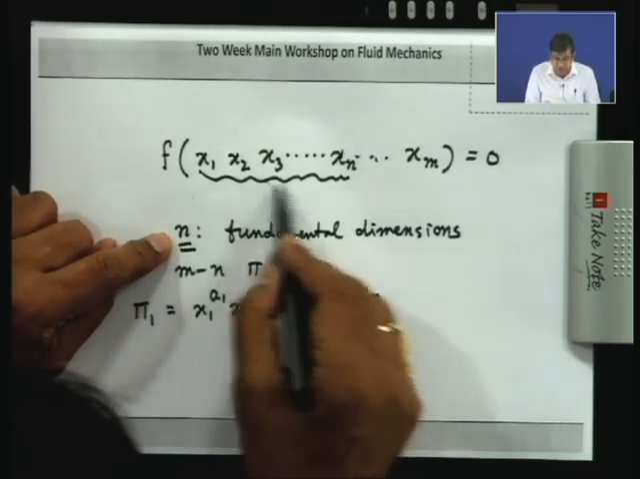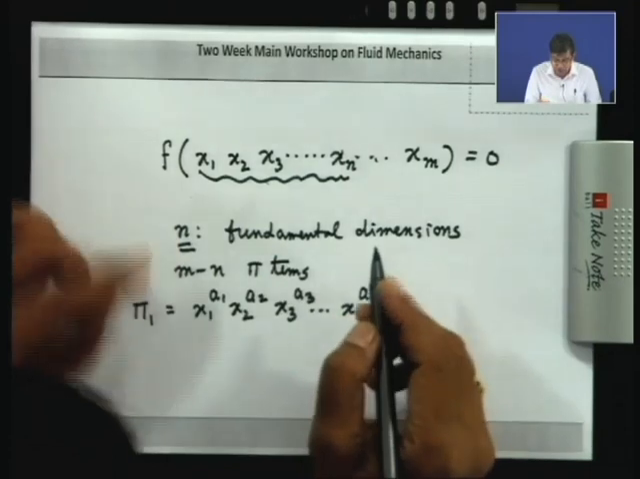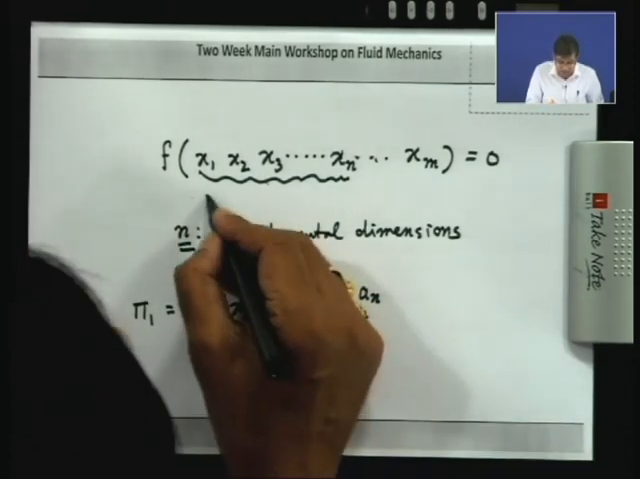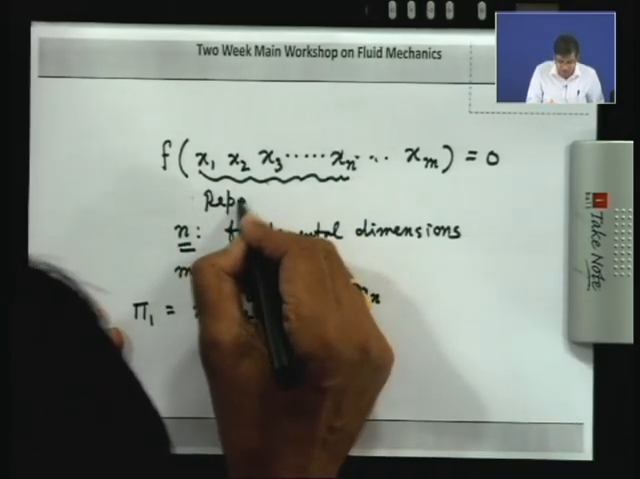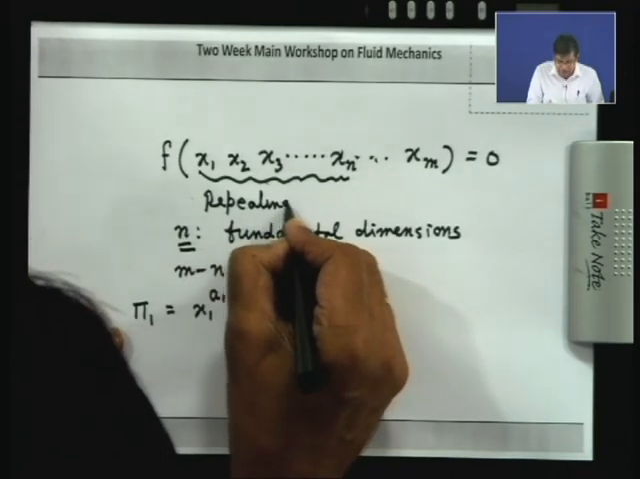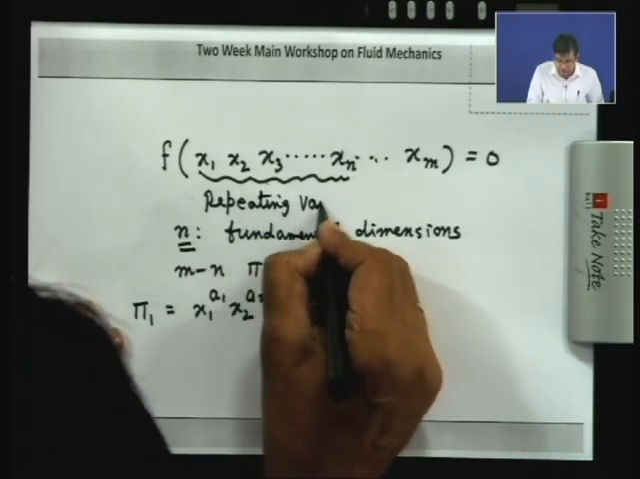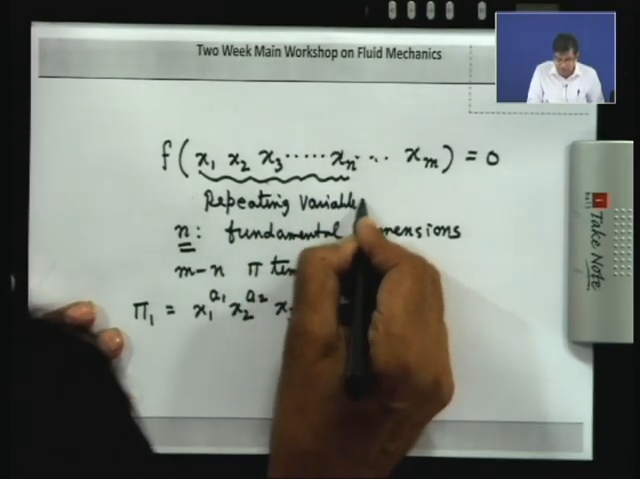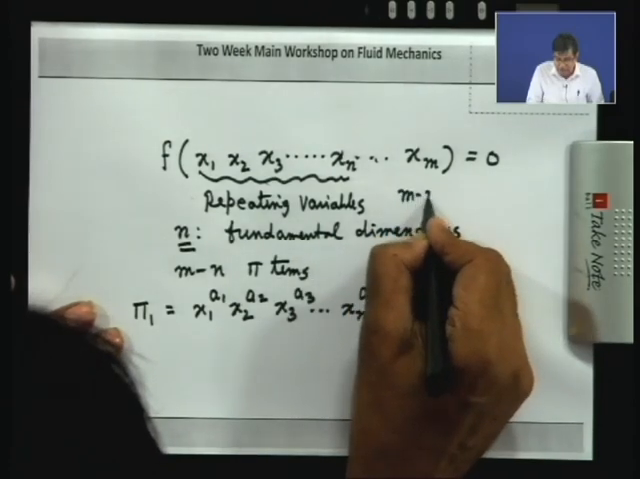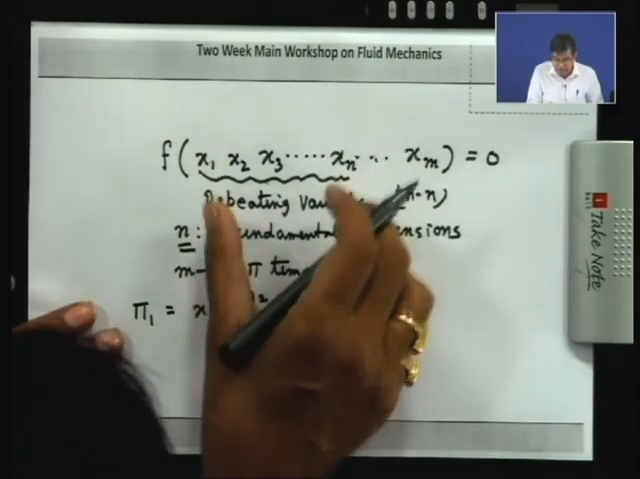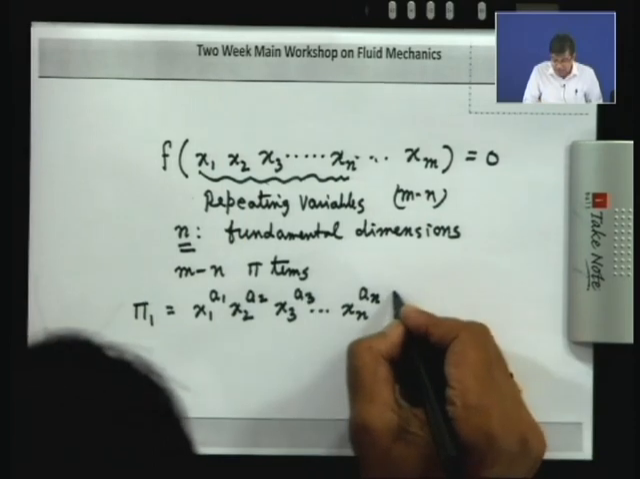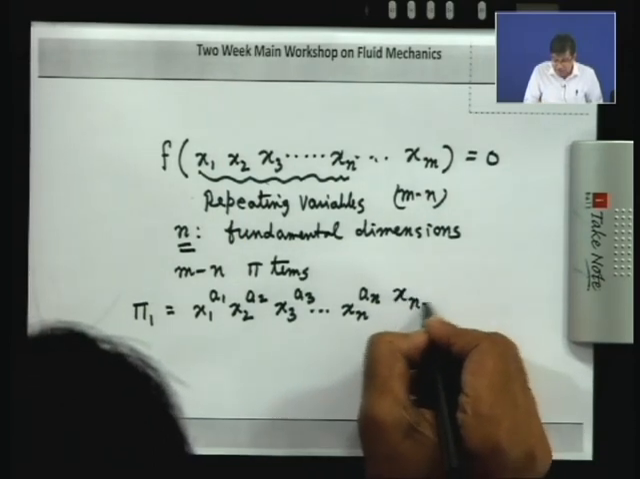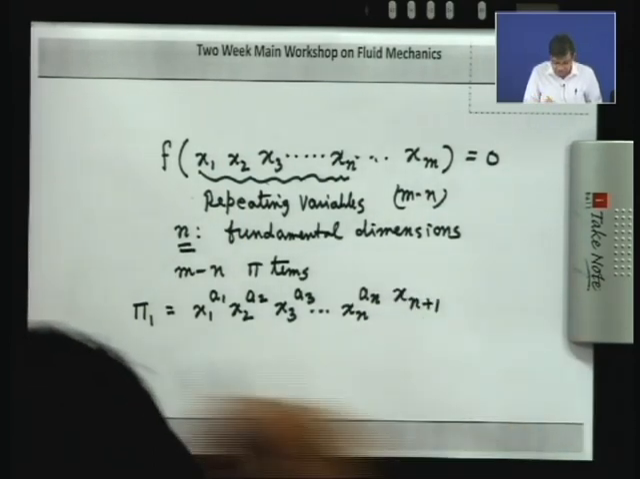So, n number of arbitrary variables are taken, which are known as repeating variables. Why is it called repeating variables? This will be clear. So, there will be m minus n number of variables which are not taken as repeating variables. Each and every such variable, we take x n plus 1, without any integer.